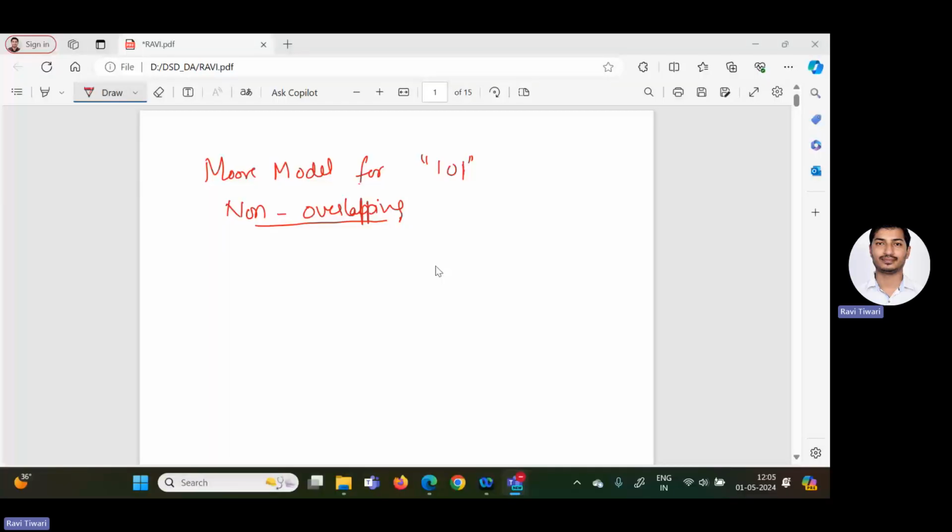Hello, everyone. We are going to see a Moore model for the bit pattern 101 in the case of non-overlapping. So, what are the steps we need to follow to solve such a problem? First step is to draw the state diagram.